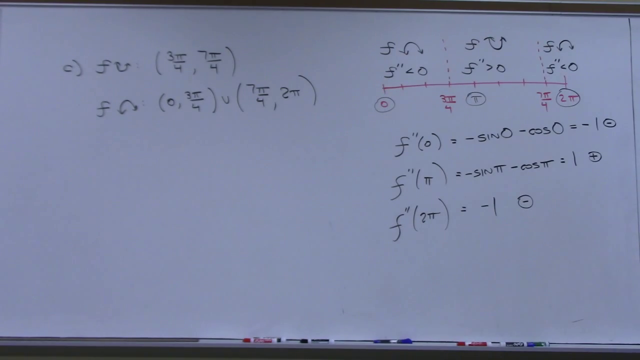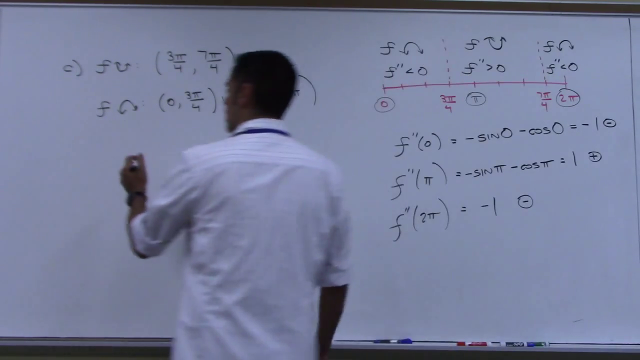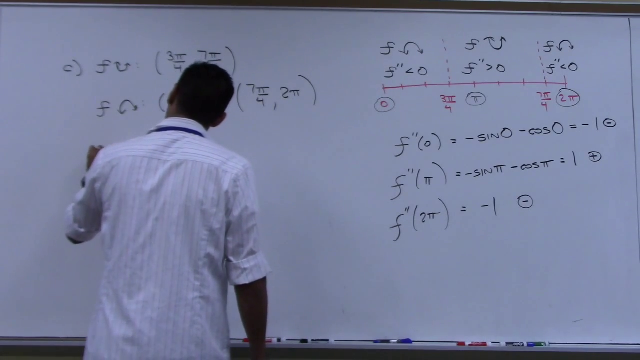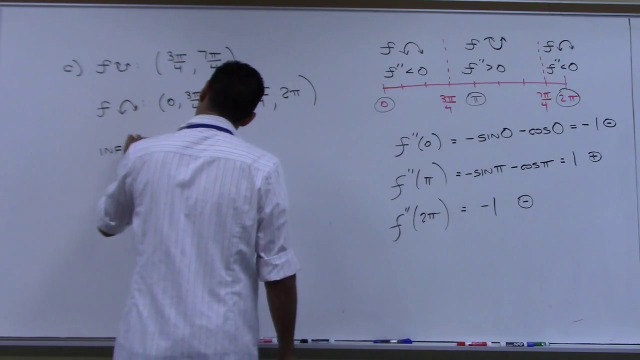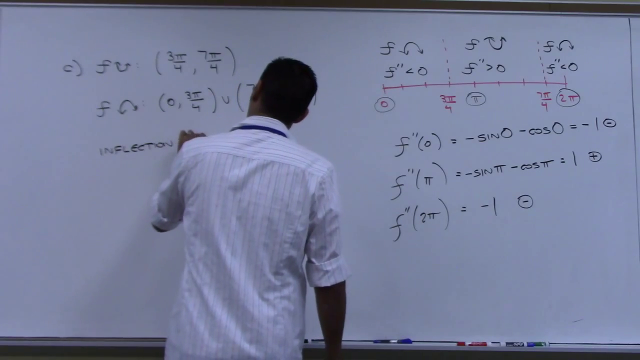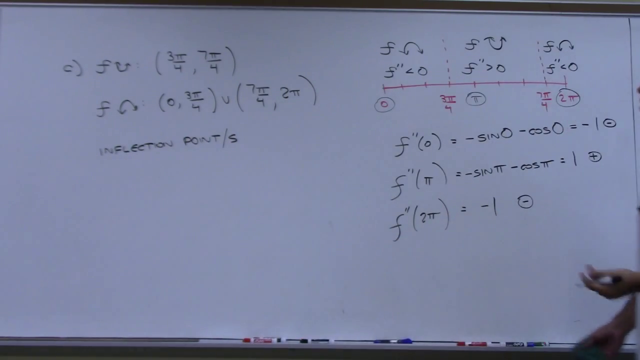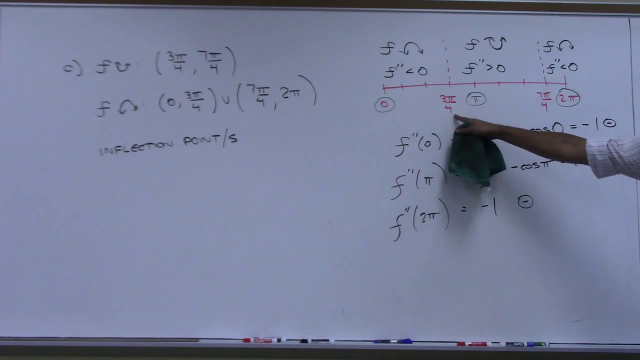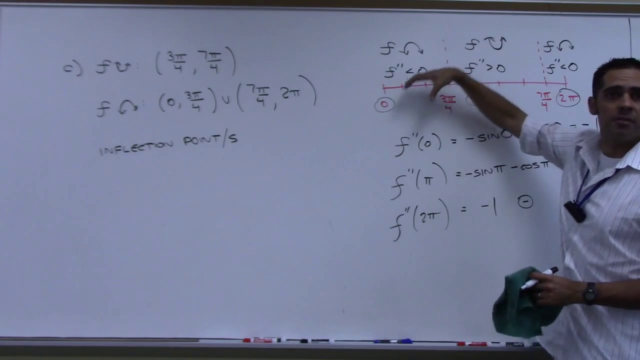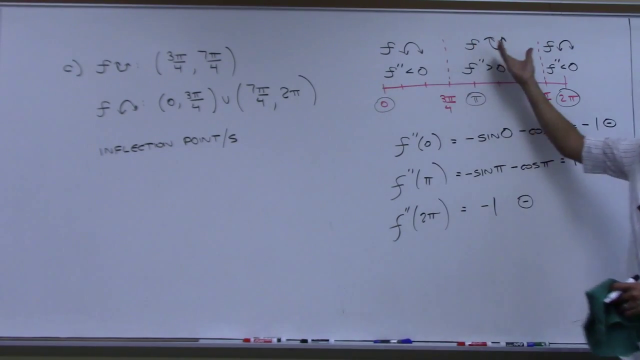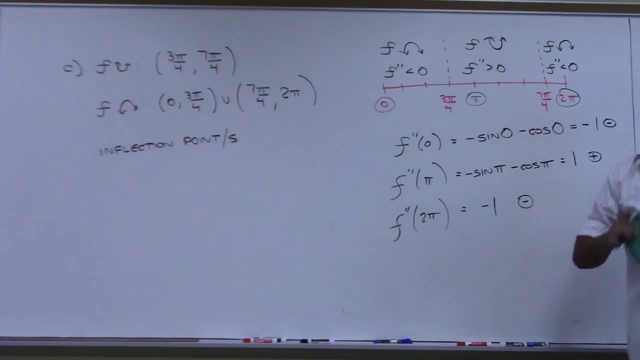So does that mean there's two inflections? That's exactly right. We have 2 inflection points. That's the next thing we need. Inflection point slash points, because you can have more than one. In this case, we have more than one. So where are our inflection points? At 3 pi over 4 and 7 pi over 4, because that's where we change from concave down to concave up, and then concave up to concave down. So anytime that switch happens, yes.